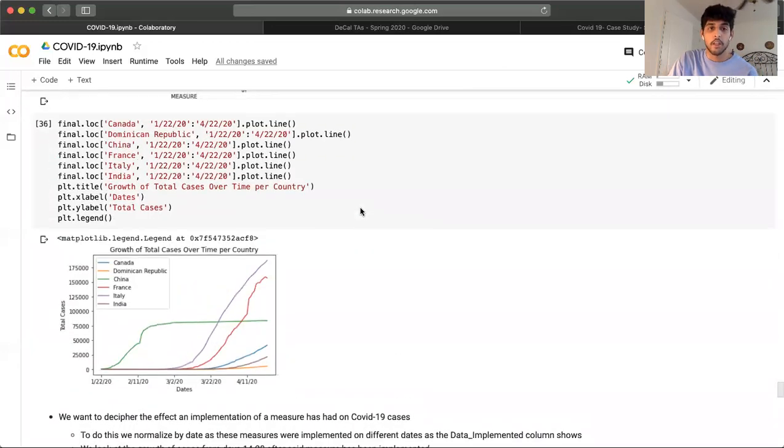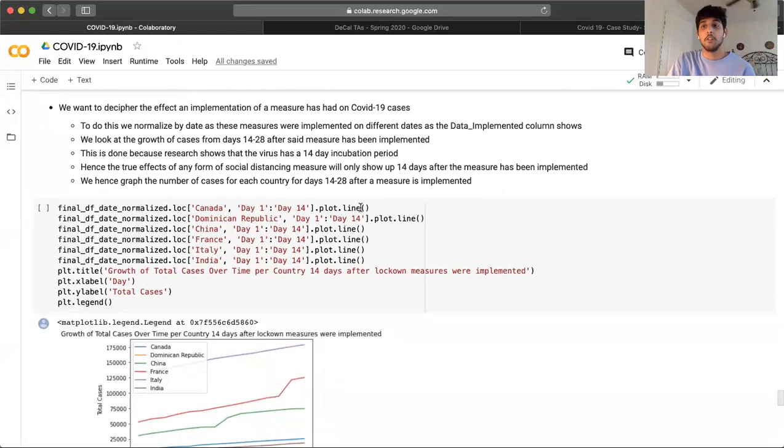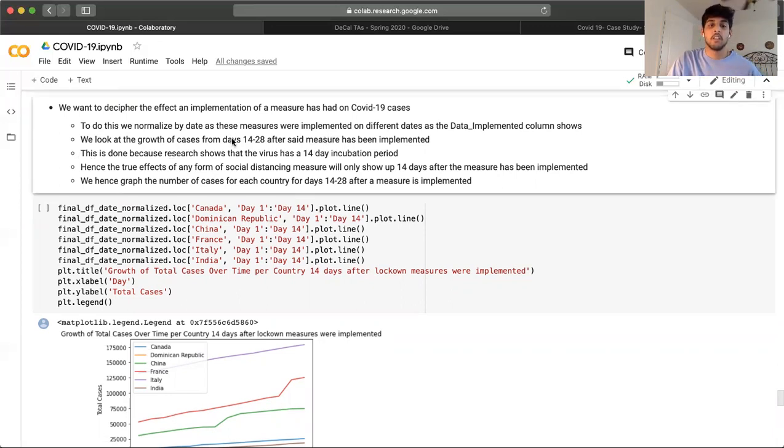So that was all the raw data before it was normalized. Now we're going to get into visualizations that we have created using the normalized data. You can pause the video and read how we have normalized the data in terms of date and population. But basically what we did is we've normalized the data in terms of date and population.